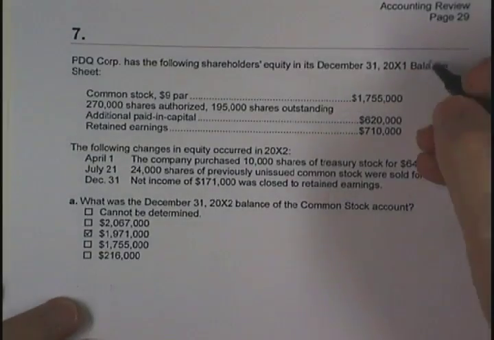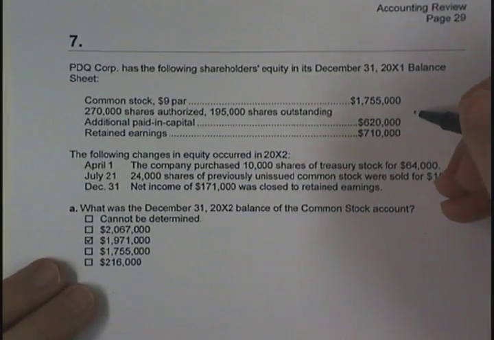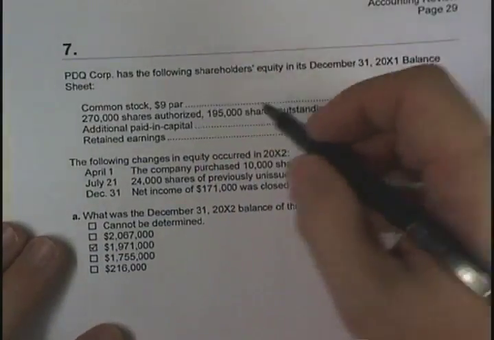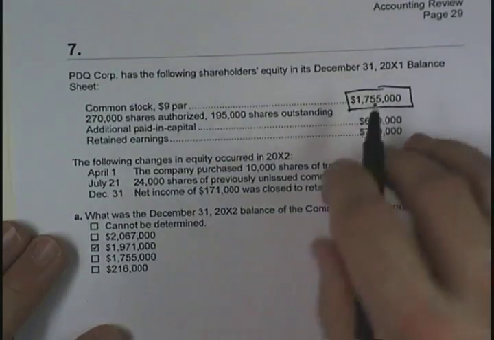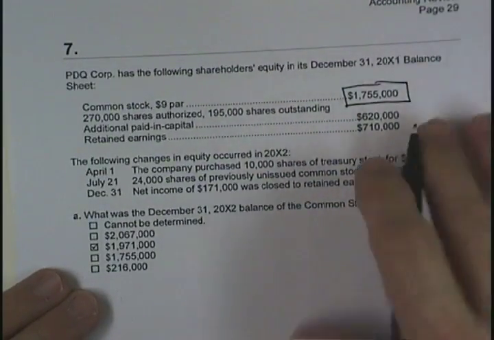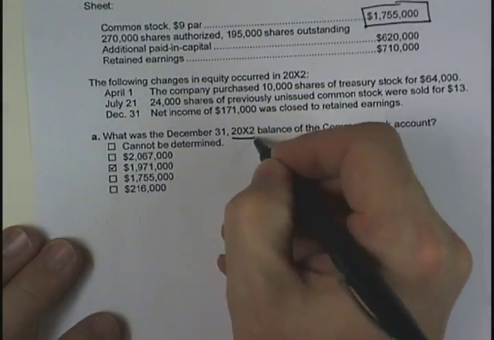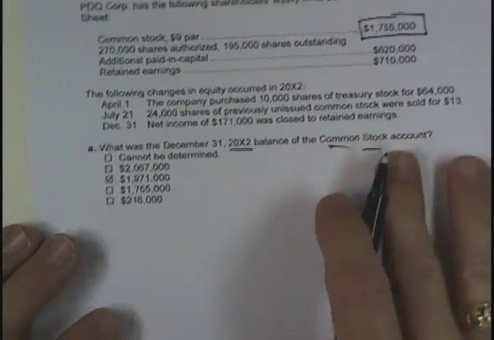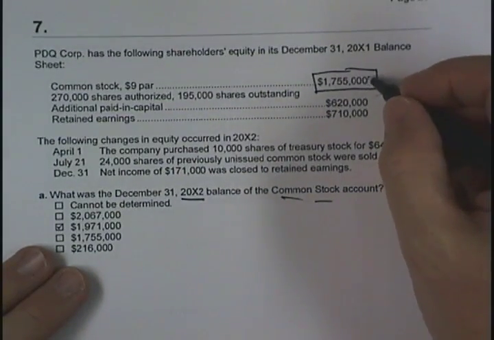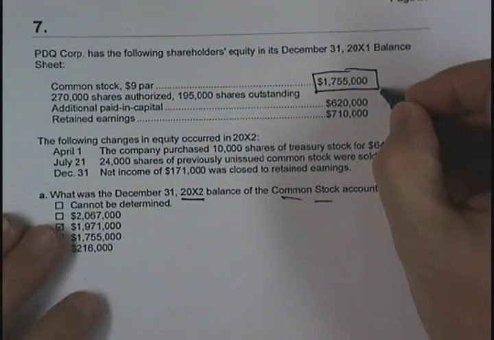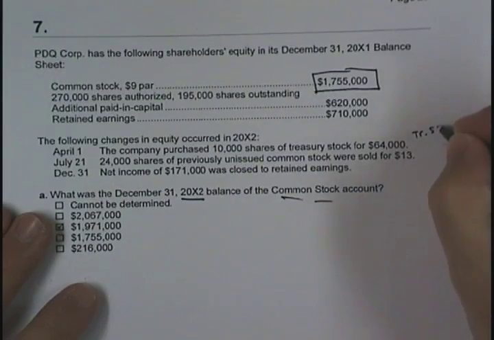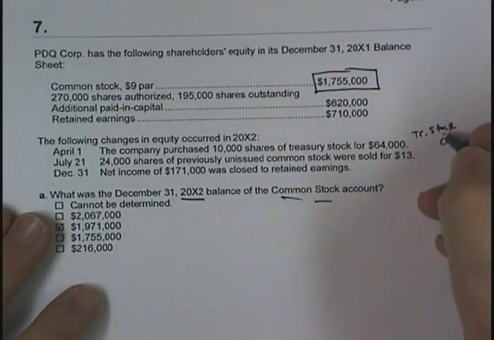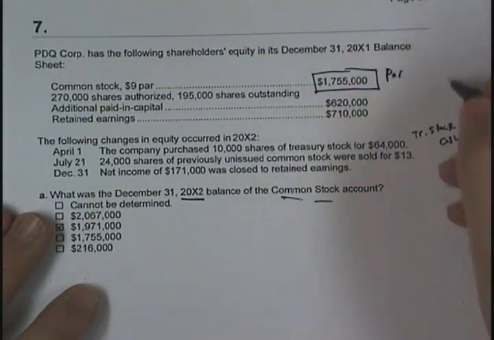In problem 7, we have a few transactions that affect stockholders' equity. It starts the year with common stock, $9 par value of $1,755,000, and then they have additional paid-in capital and retained earnings as well. We're asked for the balance at the end of year 2 of the common stock account. Well, it starts with $1,755,000. When they repurchase the treasury stock, then that increases the treasury stock account and it decreases cash, but it doesn't affect the common stock or par value account.